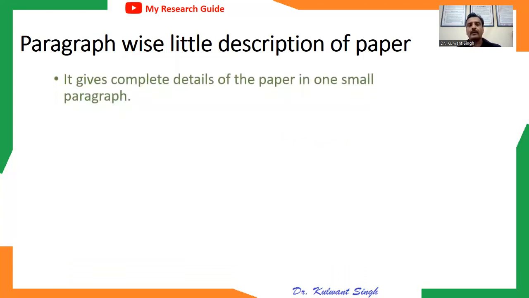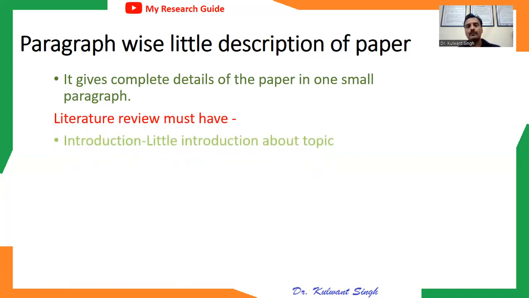In this particular type, it gives complete detail of a paper in a small paragraph. It means we have 20 papers in our hand, so we have to make 20 paragraphs, one for each paper, and each paragraph gives the complete information about one paper. Suppose we have one paper in our hand, so what should be included when we are writing the literature review from that paper?